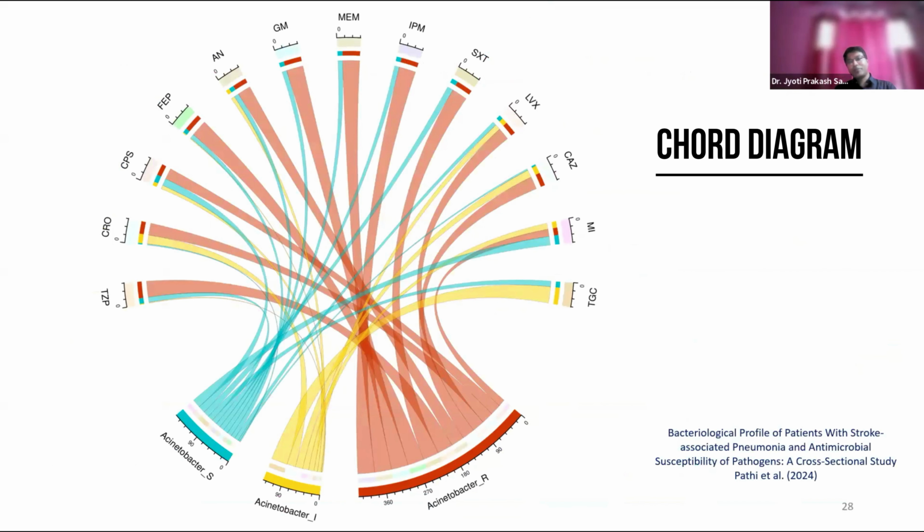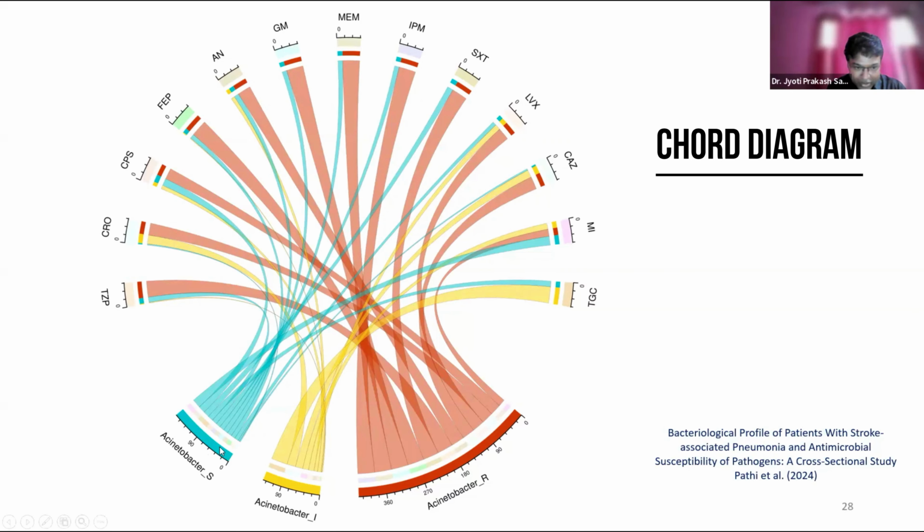This is something new. Chord diagram. This is chord diagram. Generally used for genetic mapping or genetic analysis, but we can show some association between variables. Like here we have presented the data of some AST finding, antimicrobial susceptibility test finding for a given pathogen, Acinetobacter baumannii, for 13 antibiotics. They have been abbreviated as per the CLSI guidelines.